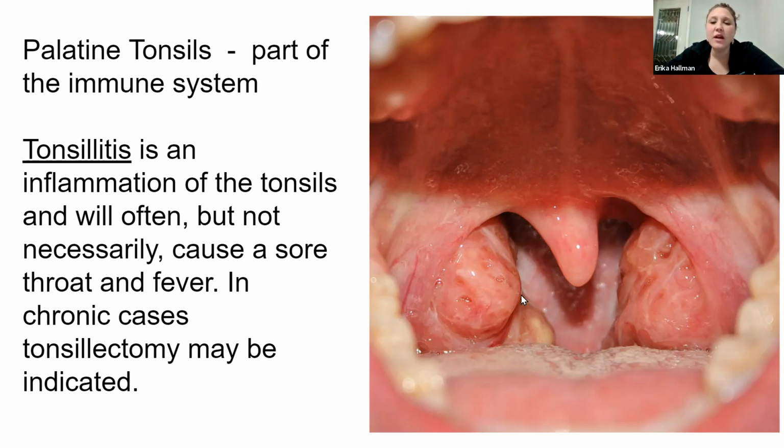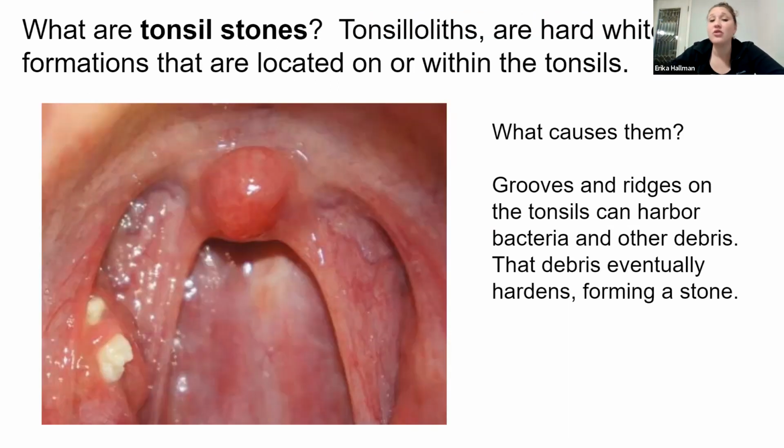Tonsillitis, you can see the word tonsil there. Itis means inflammation of. Tonsillitis is just going to be when there is an infection inside of those tonsils. It can cause a sore throat. Sometimes you can feel inflamed lymph nodes and tonsils in your throat if you are sick. And in some cases, they become so problematic that you go through a tonsillectomy where they are actually removed.